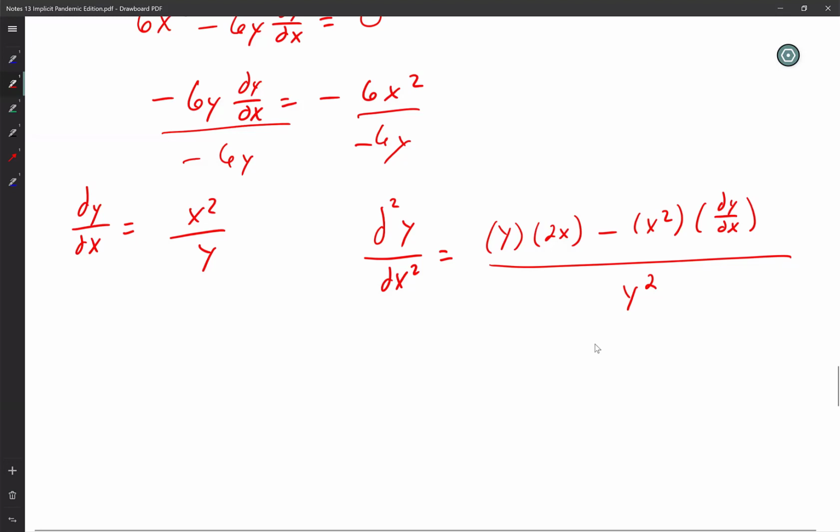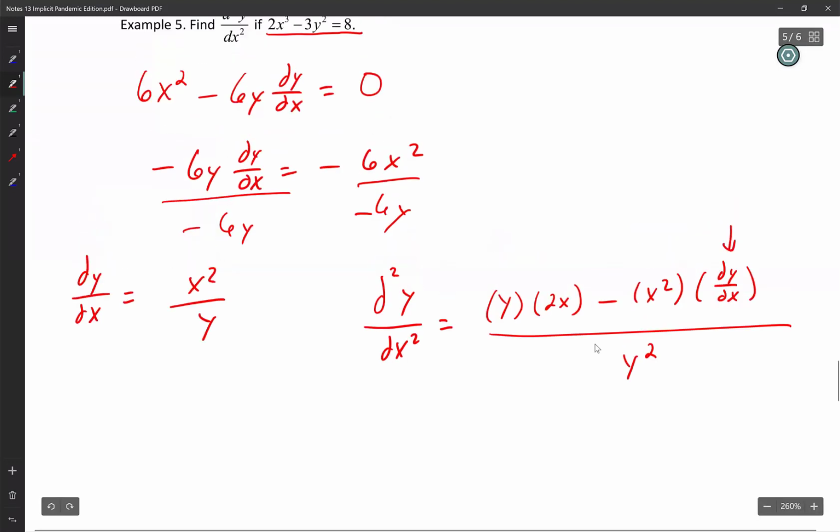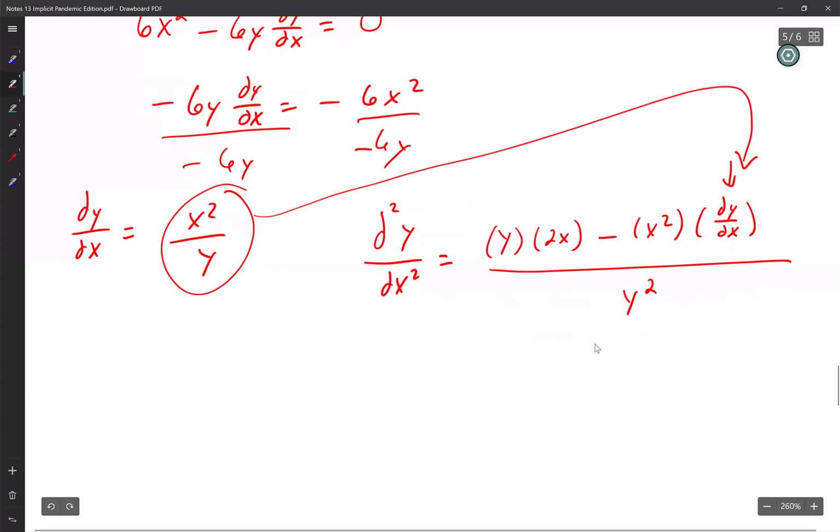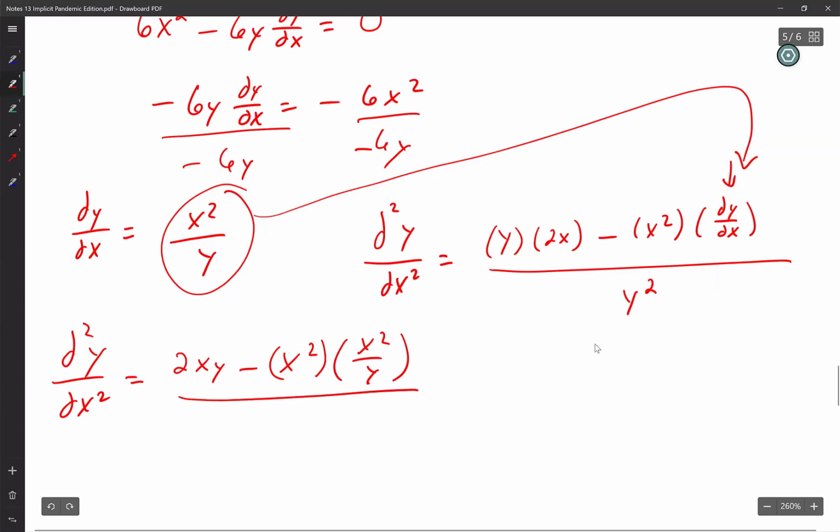All right, now, you see this dy dx? I'm going to bring in that guy in there. So here we go. Second derivative with respect to x is 2xy minus x squared times x squared over y squared. So here's what I now have. 2xy minus x to the fourth over y, squared.